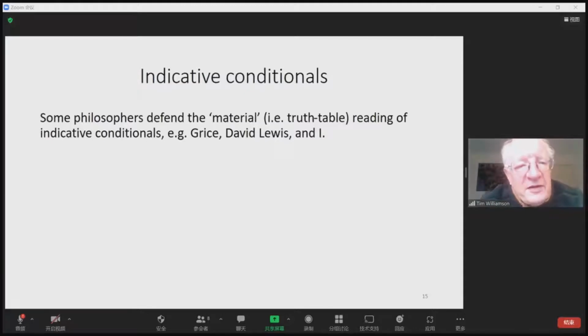So some philosophers defend the material reading of indicative conditionals. Bertrand Russell assumed that, as did Paul Grice, David Lewis, and I defend it in my book. So when I say the truth table reading of indicative conditionals, that's the one that you get in elementary logic textbooks, and it's one where the conditional if X, then Y is false if X is true and Y is false, and it's true in any other case. And so that's certainly the simplest view of conditionals.